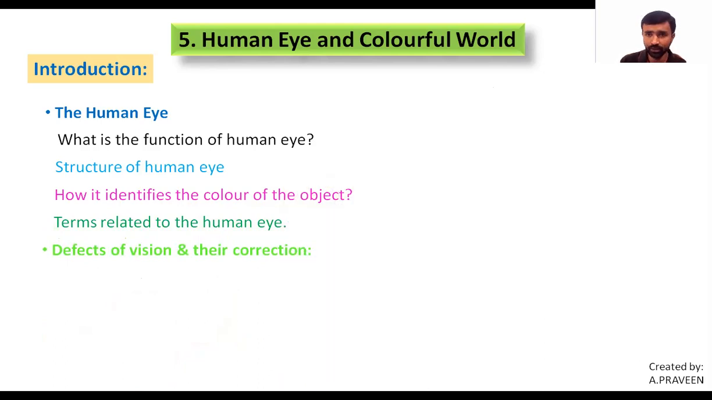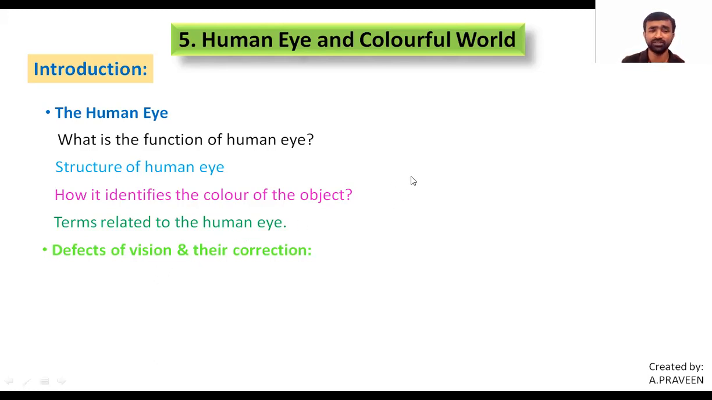Iris, pupil, optic nerves, screen, eye lens, aqueous humor, cornea, vitreous humor, black spot. Many parts are there, right? So individually they are performing different activities. Then here we know defects of vision and their corrections.